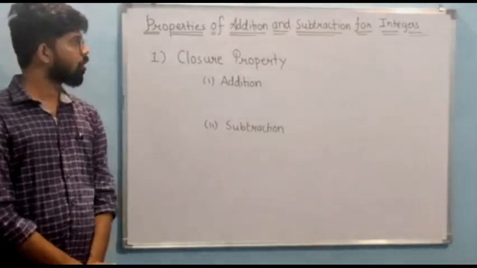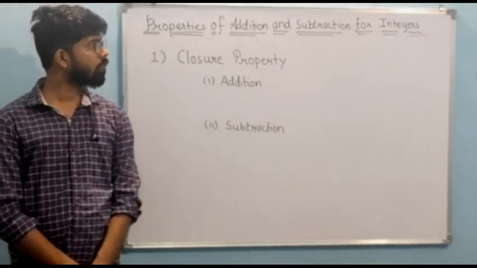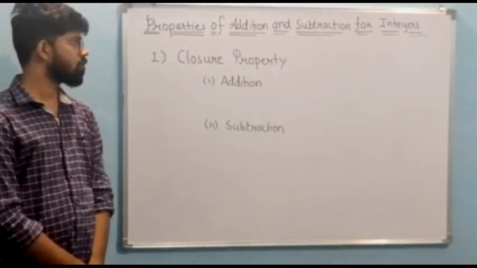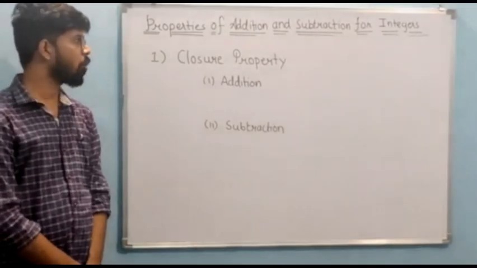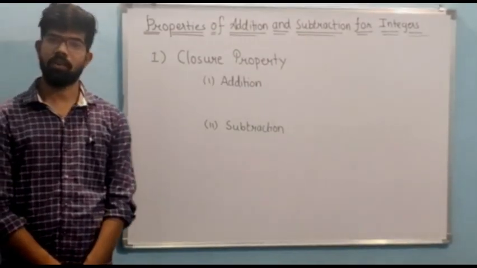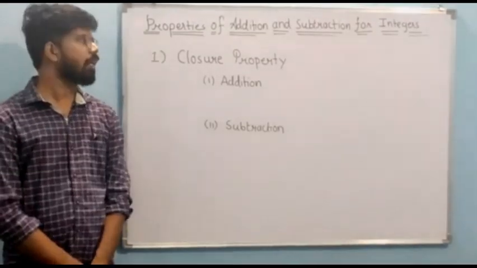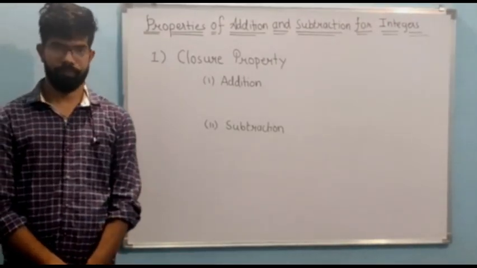Good morning. Today we will understand the topic of properties of addition and subtraction of integers. The first property is closure property. We have to check whether the closure property is followed by integers or not. Before starting our lecture, what do we mean by closure?